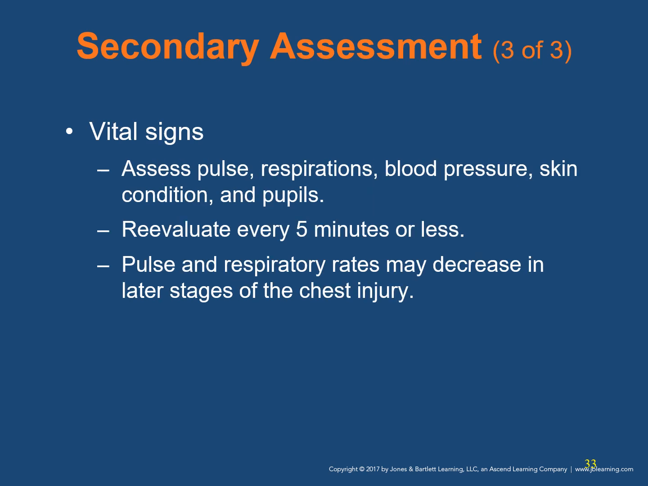Vital signs. This activity should include assessment of pulse, respirations, blood pressure, skin condition, and pupils. Reevaluate the patient every 5 minutes or less. A rapid pulse or respiratory rate may indicate that the chest injury is causing a decrease in available oxygen, hypoxia, or blood loss resulting in decreased red blood cell count, anemia.